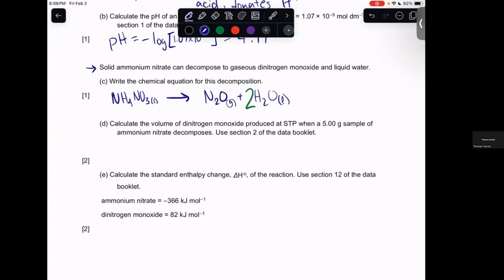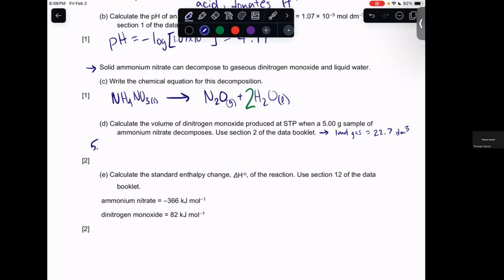Calculate the volume of dinitrogen monoxide produced at STP when a 5 gram sample of ammonium nitrate decomposes. Use section 2 of the data booklet. When you use section 2, you find out that 1 mole of a gas is equal to 22.7 decimeters cubed volume. So 1 mole is approximately 22.7 liters. We're going to need that conversion because this is all conversion.